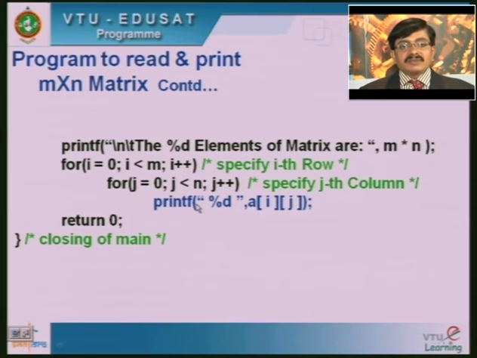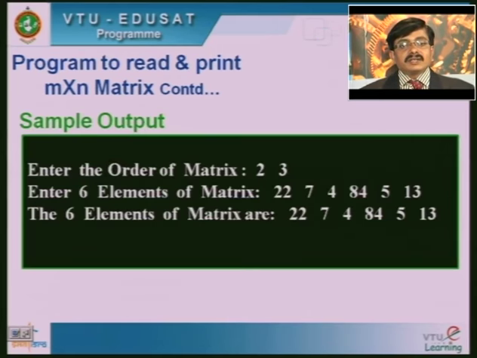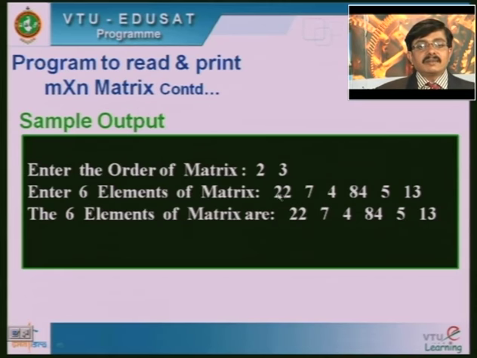But if you look at this particular program, when it is executed, the kind of output we get here is something like this. Enter the order of the matrix. Assume I am entering here 2 and 3. 2 is the row size and 3 is the column size. Altogether 2 into 3, 6 elements will be present in the matrix. So here, enter 6 elements of the matrix. I am asking for the 6 elements of the matrix. So that is 22, 7, 4, 84, 5, 13. Altogether 6 elements I am entering there.